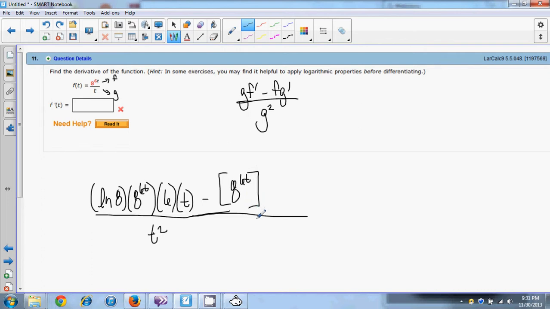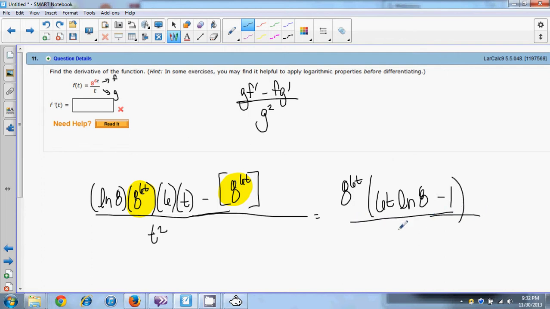And what we can do, it's a little sneaky looking. If you want to clean it up, we can actually factor out this guy. Oh, that's not what I wanted to do. That's what I wanted to do. So we can factor out the 8 to the 6t and have 6t ln of 8 in here, right? Because I pull him out, those two guys can be multiplied together. Stick him out front. Minus 1 all over a very slanty t squared.